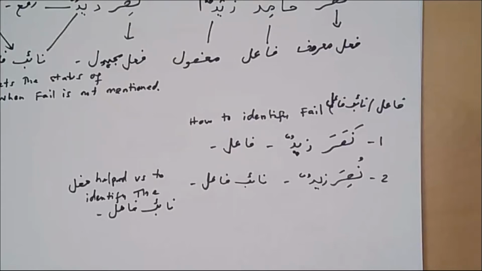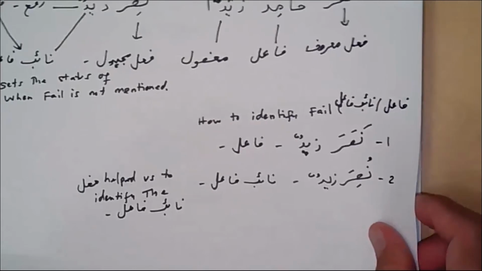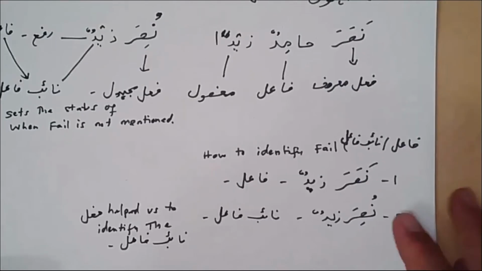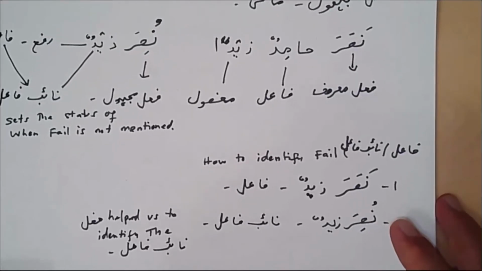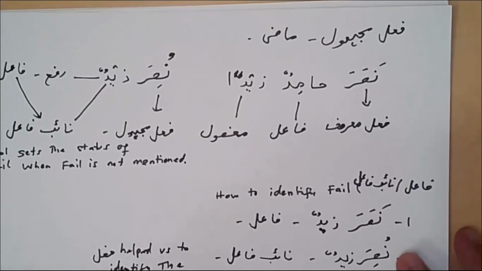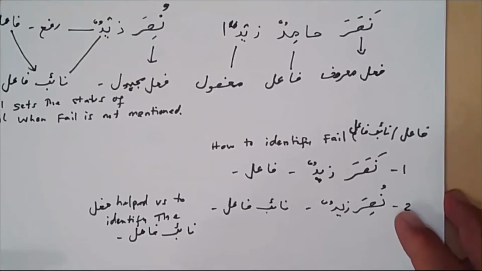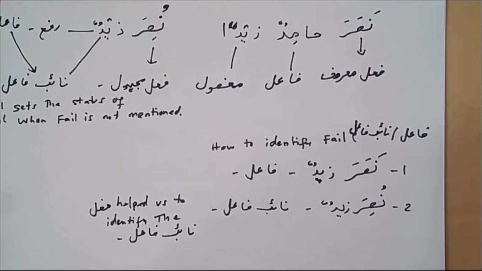Deputy, like a president and a vice president. So it is a vice file. Another word for naib will be like a file and a vice file. Is that making sense? Nusira Zaidun means Zaid was helped. What if we want to say Zaid helped somebody unknown? Is that possible to do?